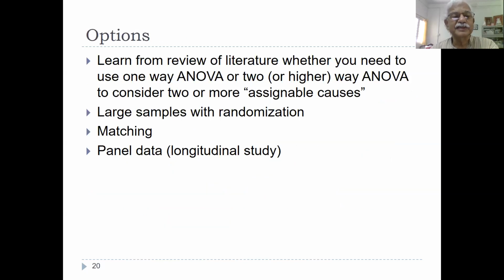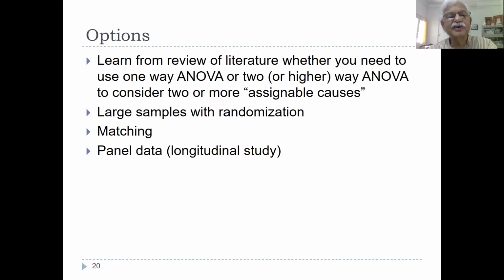Then what are the options? Learn from review of literature whether you need to use one-way ANOVA or two. If the factors affecting the dependent variable are two, then you have to go for two-way analysis of variance, because both the factors will have to be considered explicitly. If the total number of factors is three, then you have to go for three-way ANOVA.